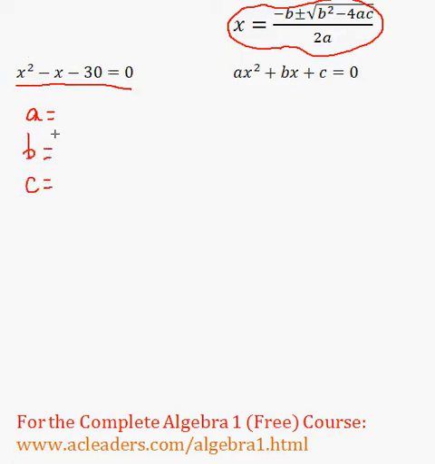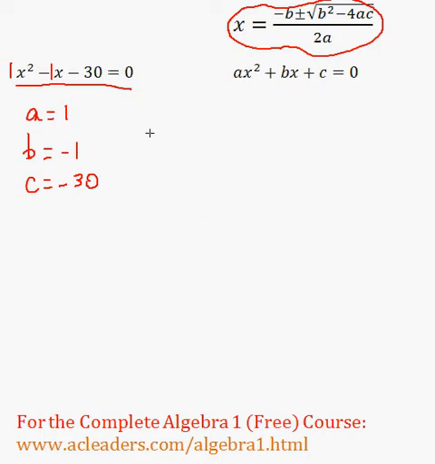And what is a equivalent to? Well, it's always equivalent to the number that multiplies the x squared, or the variable that is squared. In this case we have a hidden 1 over here, so a is 1. Every time we don't see anything, it's 1, right? b will be negative 1. There's also a negative 1 hidden over here. And c is negative 30.